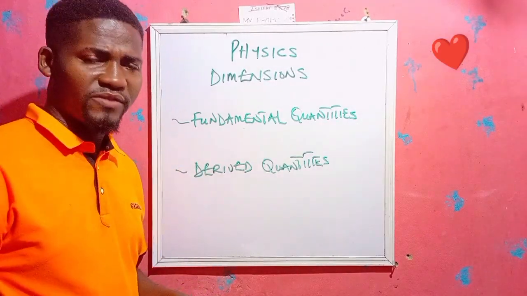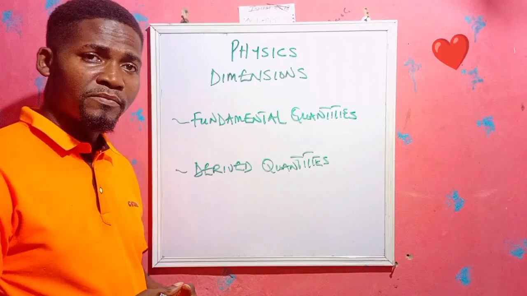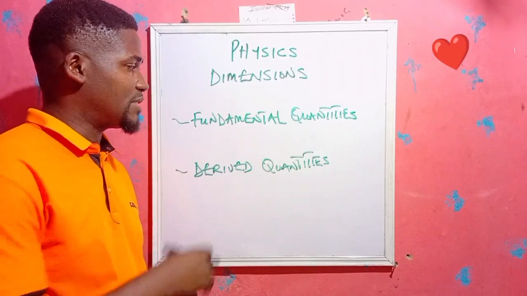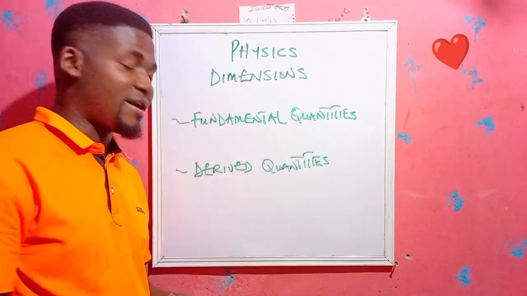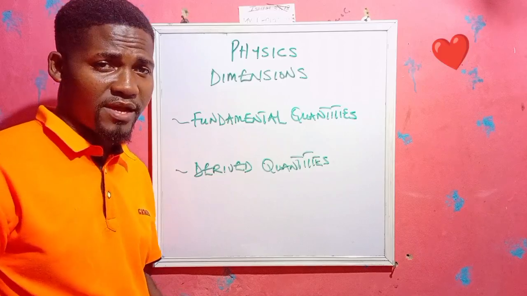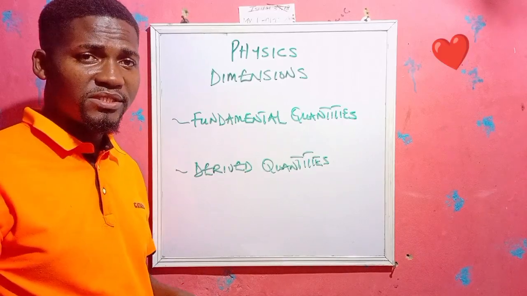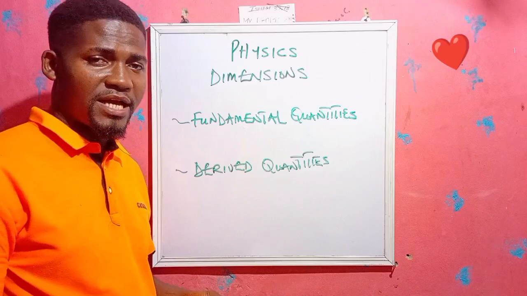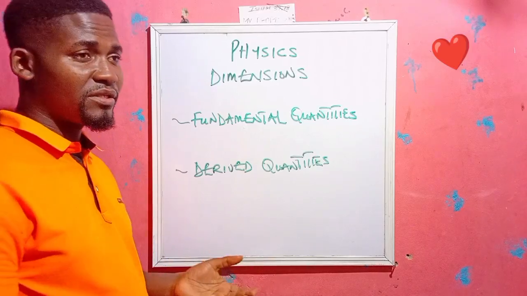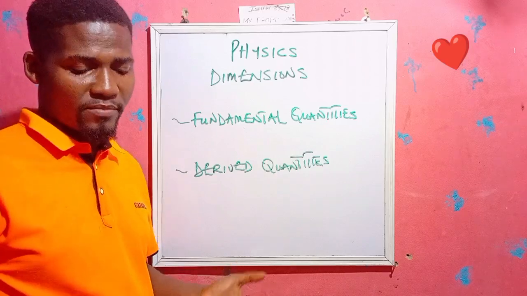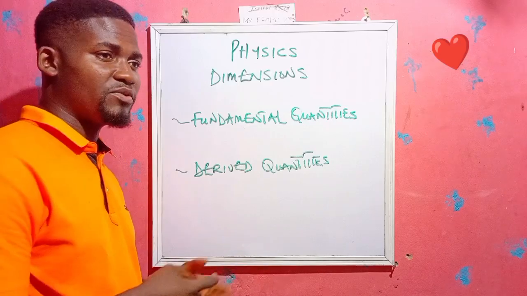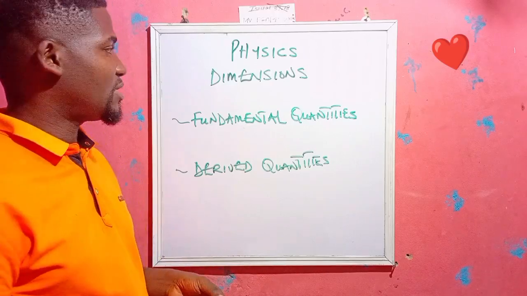Okay, now today we are looking at dimensions in physics. I think many of us would have heard of this topic, dimensions. In the process of looking at this topic, we'll also be discussing fundamental quantities and derived quantities. Now, what can we say dimensions are? Dimensions are physical quantities that can be measured and can be used to describe the directions in which objects move and exist.